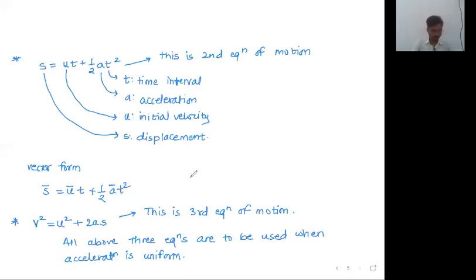Fine. Now let us try to solve the questions. Let me take the question like this. Let's say the initial velocity of the object is 10 meter per second.